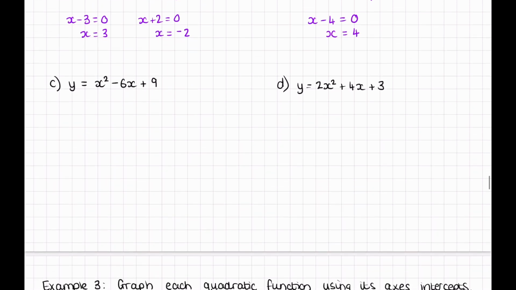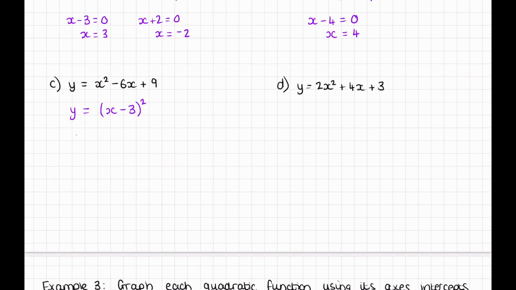Part C, we don't have it in factorised form, which means we're going to have to go back to our skills of factorising. Factorising x squared minus 6x plus 9, hopefully you will see that that is a perfect square, and we will have x minus 3 all squared. Then to find the x-intercepts, we make that equal to 0. Just like part B, we have the one bracket, which means x minus 3 is going to equal 0 for this to be true, which means our x-intercept is at x equals 3.